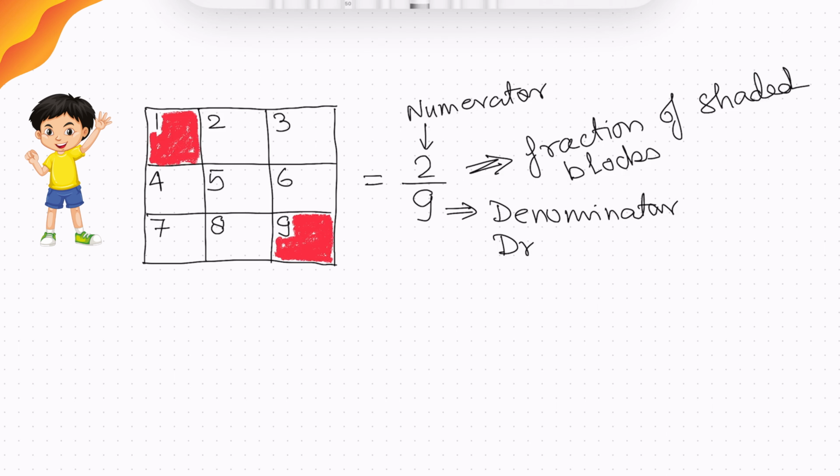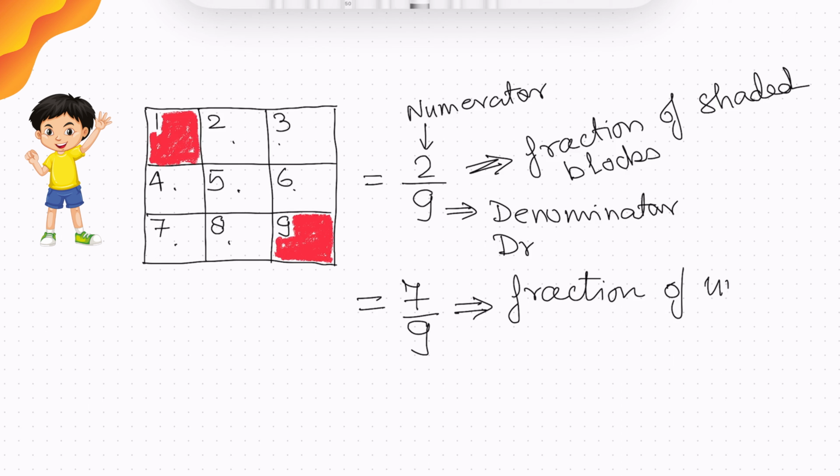blocks. Okay, now if I ask you that what is the fraction of unshaded blocks, simply I can count it, number of blocks which are not shaded. So 1, 2, 3, 4, 5, 6, 7. 7 blocks are not shaded. 7 by 9. This is telling me fraction of unshaded blocks.